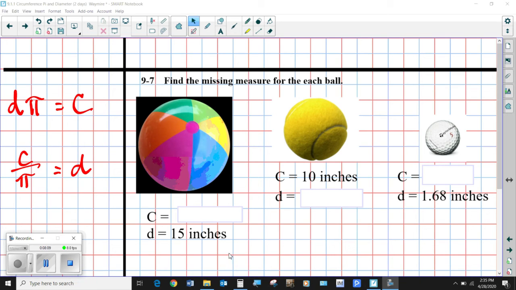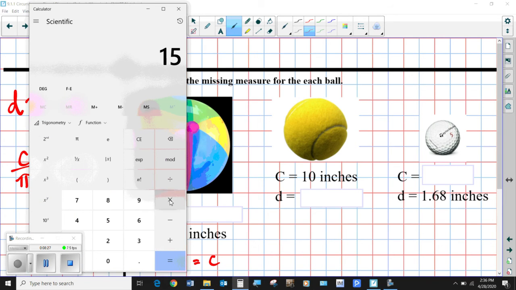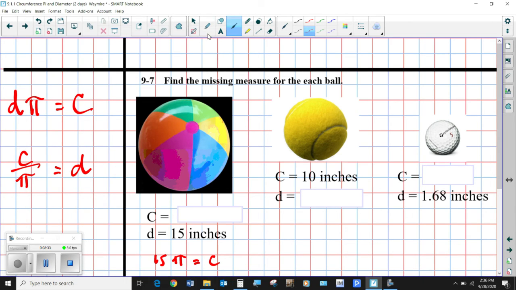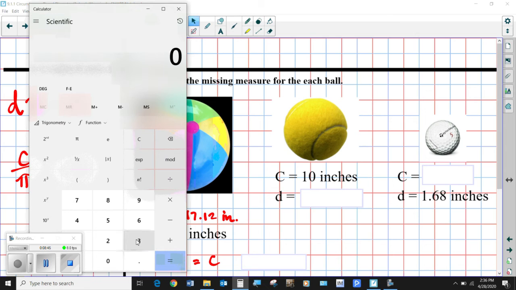All right, I've got my answers, and I used my calculator to figure out these answers. Don't be shy about using your calculators here. So in a situation like this, you're going to take 15 times pi, and that's going to give you your circumference. So take the number 15, multiply it times pi, and I got the answer of 47.12. Okay, so once again, if you are using 3.14 as your multiplier, let's do this over again, 3.14 times 15, you would have gotten 47.25.